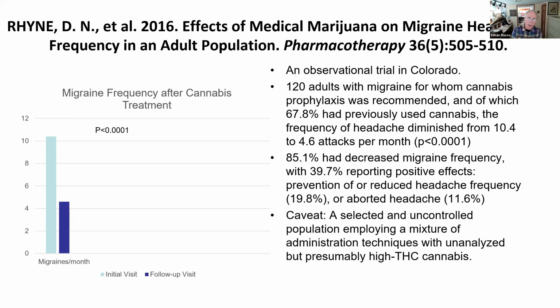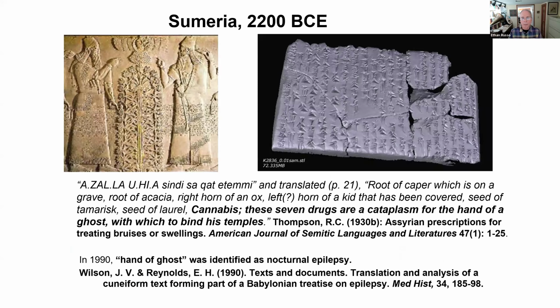Almost 40% reported positive effects in preventing or reducing headache frequency or aborting headache. We have to issue the caveat that this was a selected, uncontrolled population. They were using different preparations that were presumably high THC cannabis. There were no controls, but there has just been another study in a preprint out of California that indicates benefit as well, and hopefully that will be published soon.